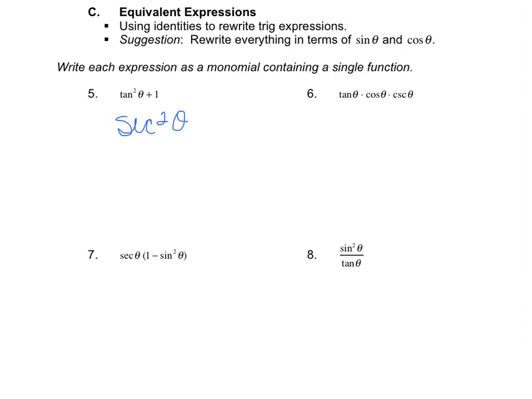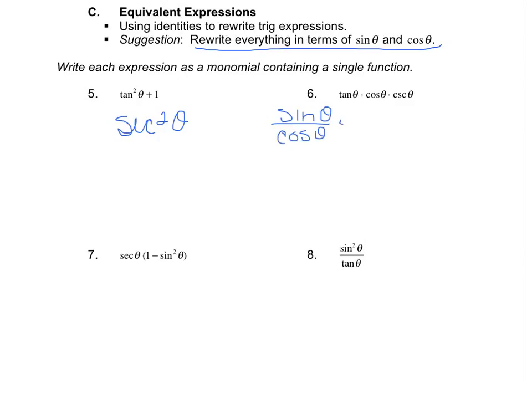Another thing is, if it's not an identity, they want you to rewrite everything in terms of sine and cosine. Because then you can maybe do some canceling, and once you see what you have left over, if it can be rewritten another way, then you do so. For example, let's take a look at number 6. Tangent of theta times cosine of theta times cosecant squared of theta. It's not an identity, so how can I rewrite this? Well, tangent is actually sine of theta over cosine of theta.